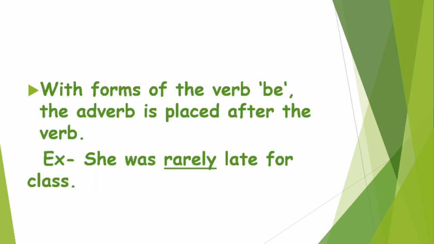With forms of the verb be. You all know the forms of be, right? Is, am, are, was, were, being, been. So these are the forms of be. So with these forms of be, the adverb is placed after the verb. Like she was rarely. So was is the form of be, right? So here rarely, which is our adverb of frequency, is placed after was. And what is was here? It is one of the forms of be, right?